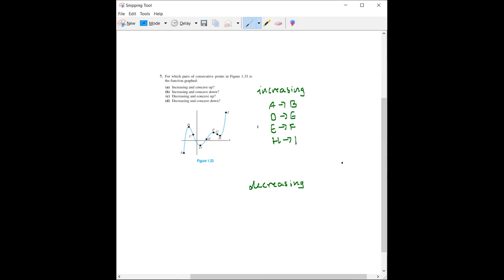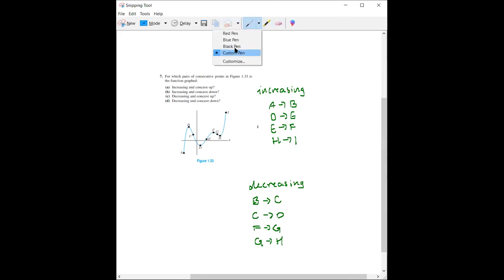Yep. And then decreasing would be points that are not those. So between B and C, between C and D, between F and G, between G and H. All of those are decreasing sets of points.